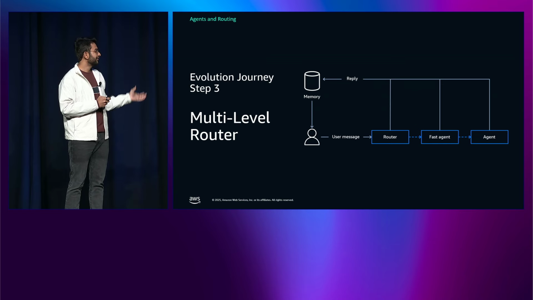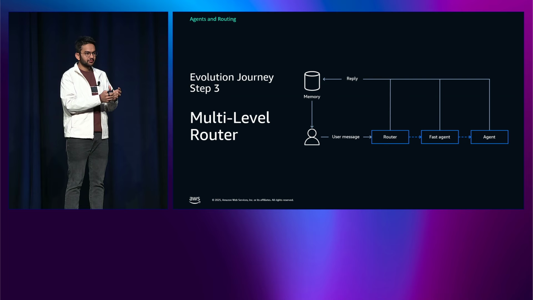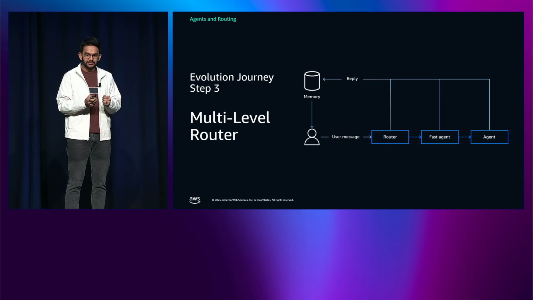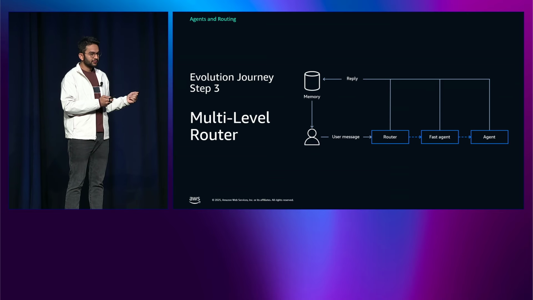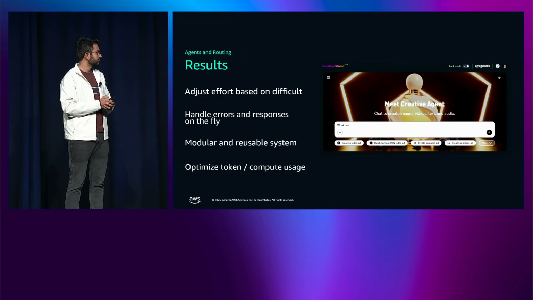And that led us to our final iteration, which is to have a multi-level router. So now, when a user sends a message, we quickly decide, does it really need a level of thinking, or can it be responded to quickly? And if it's a simple question, we immediately respond. And if not, we spend the time needed to reason, to react, to reflect.